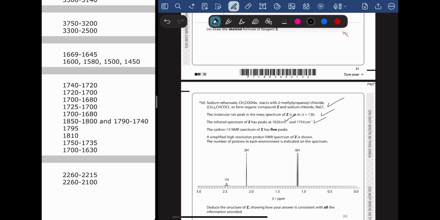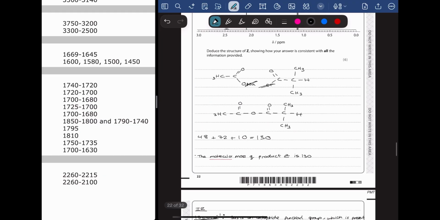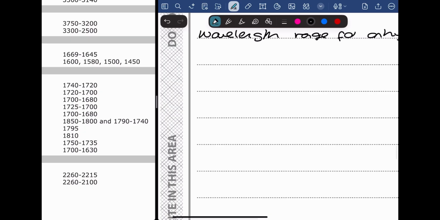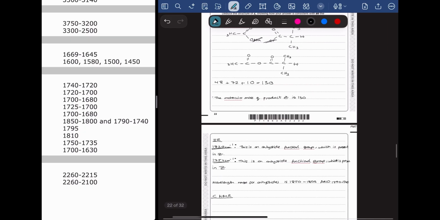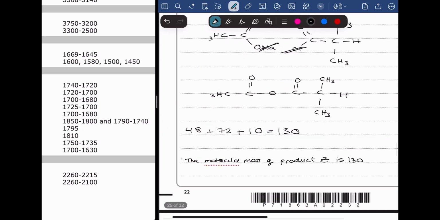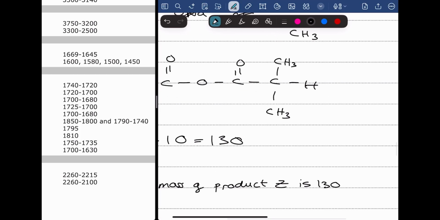So now it gets slightly tricky where we get into the NMR. The carbon-13 NMR spectrum of Z has 5 peaks. Here we just have to use our product. Let me do C NMR to label it. We need 5 environments, 5 peaks. We said we had 6 carbons in total. So we can already tell that this carbon here and this carbon here would be in the same environment.